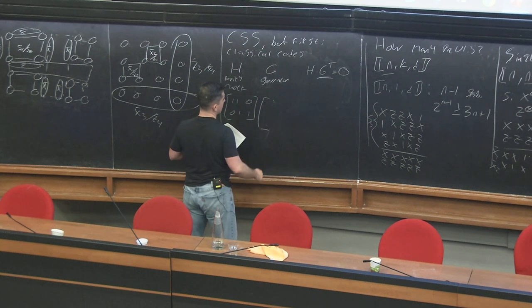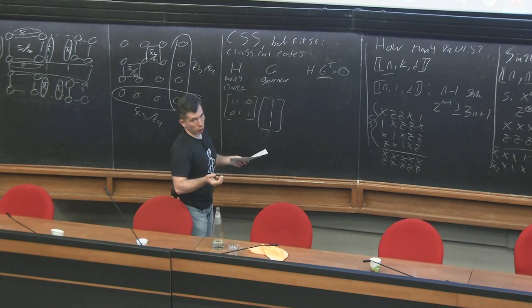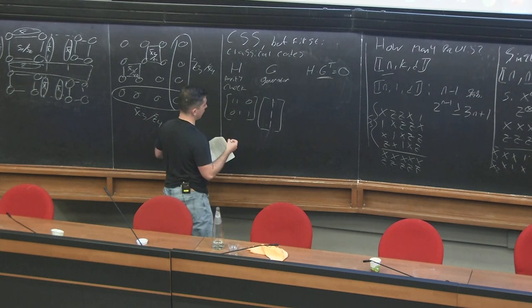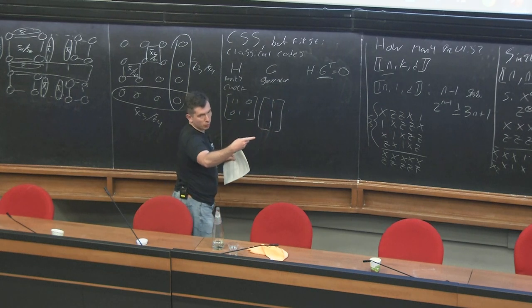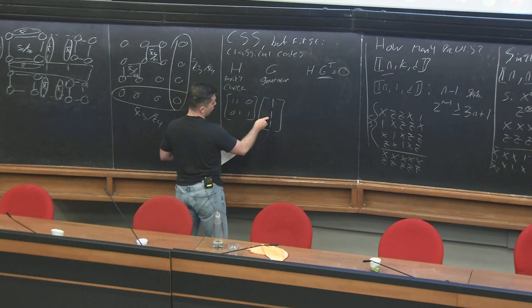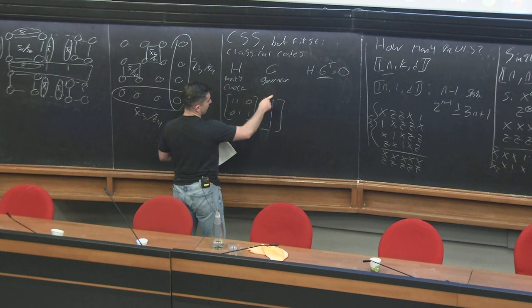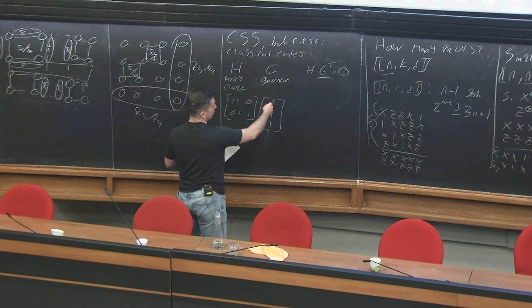But more interestingly, and I should mention the all zero string is always a code word of every classical linear code. If I took 1, 1, 0, I would have 1 plus 1, which mod 2, because we're in F2, is 0. And 1 plus 1 is again 0. So this vector is also in the kernel. And those are the code words, right?